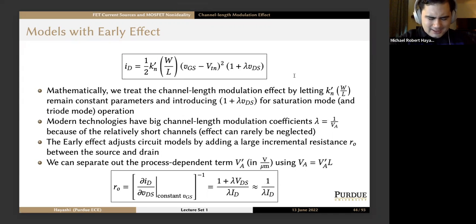And last time someone asked, how is this useful? How can we exploit this? You don't really exploit this. This is something that robs you of desired performance. So it's just one of those unfortunate reality things. And then we're going to adjust our circuit models by adding the incremental resistance R sub O, an output resistance, which is approximately 1/(lambda ID), so based off our DC drain current and this channel length modulation parameter.